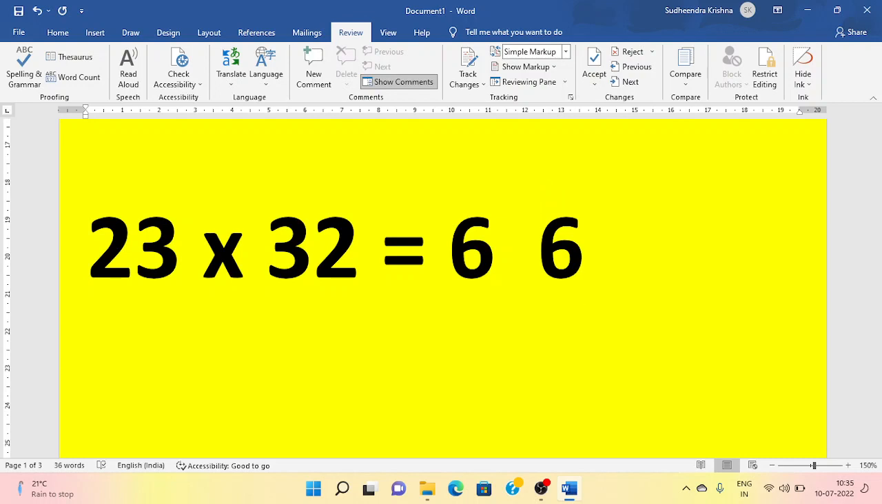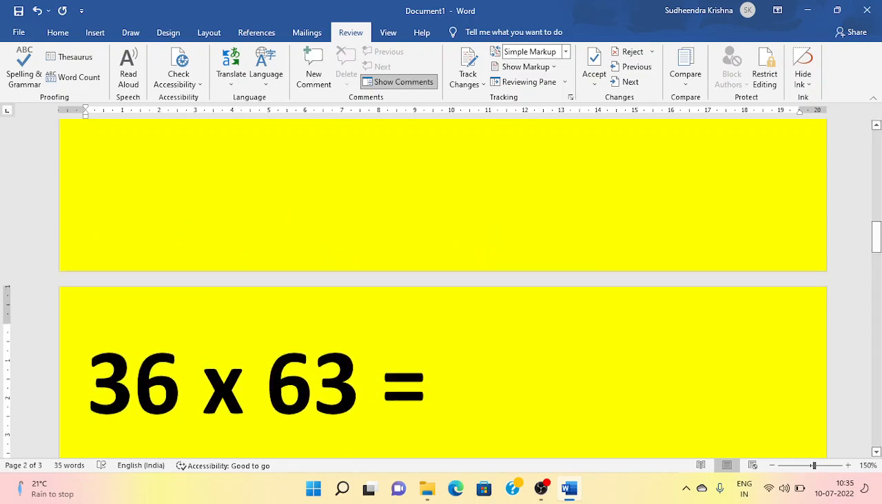Now to get the middle portion, you square 2 and 3 and add them. 2 square is 4 and 3 square is 9. 9 plus 4 is 13. But 13 is a 2-digit number, and you cannot take a 2-digit number. So put 3 here and carry over 1. On the left side you have 6. 6 plus carry over 1 will give you 7. So put 7 here. This is the answer. 23 into 32 is equal to 736. It is as simple as this.